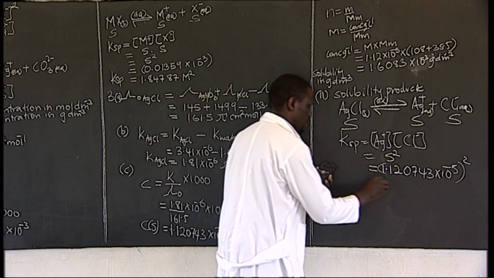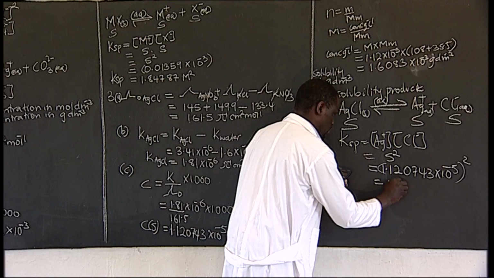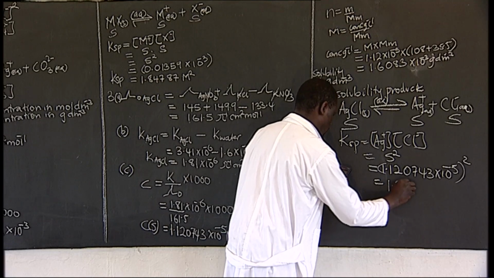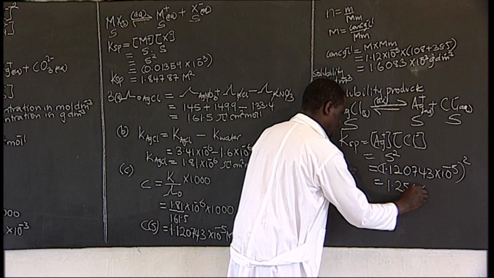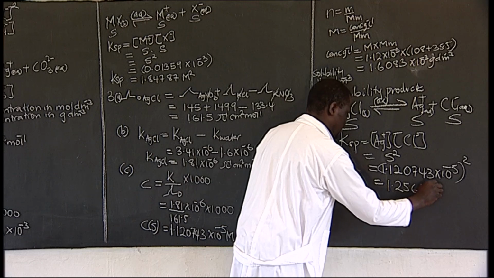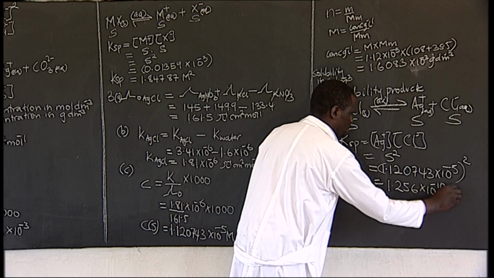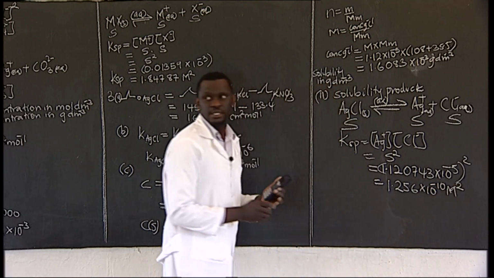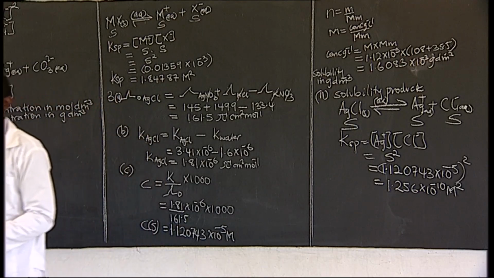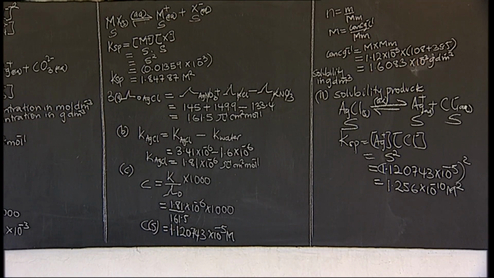So our answer will be 1.256 times 10 to the power negative 10. So that is our KSP. That is our KSP. So KSP values, those are our KSP what? Values. So I'm going to leave you with one question.